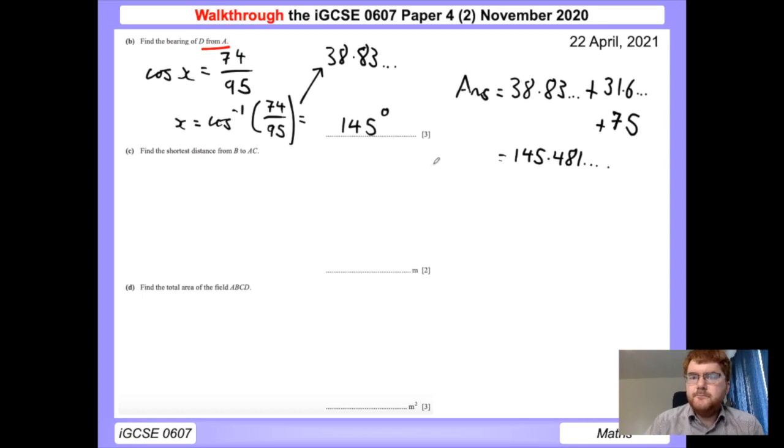Okay, even though this was a little bit overkill in terms of being accurate, you want to make sure you do not lose a mark due to a rounding error. So make sure you're aware of this.